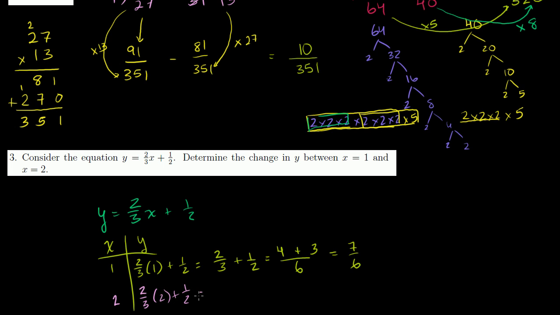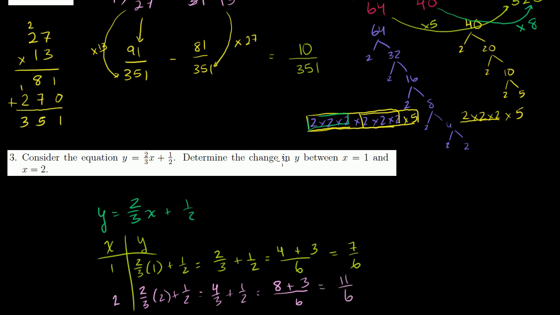All right, when x is equal to 2, you have 2 thirds times 2 plus 1/2. So it's going to be equal to 4 thirds plus 1/2, which is equal to, with a common denominator of 6, 8/6, right? 3 times 2 is 6. 4 times 2 is 8. Plus 3/6, which is equal to 11/6.